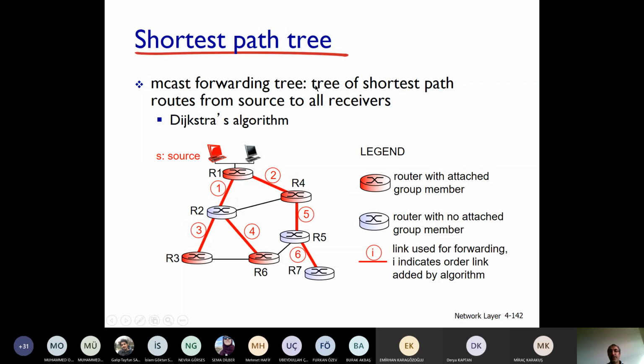So, the multicast forwarding tree. In this case, there is a tree of shortest path routes from the source to all the receivers. So how do we find the shortest path in this case? In this method, we use the Dijkstra algorithm that we just learned in the previous lecture. So assume that R1 in this case is the source, and then we use the Dijkstra algorithm to construct the shortest path tree.